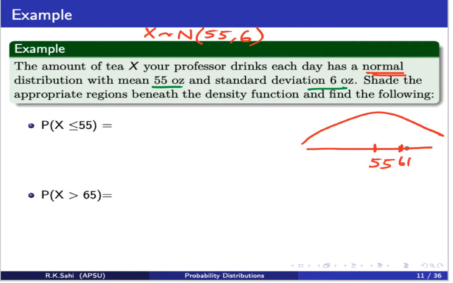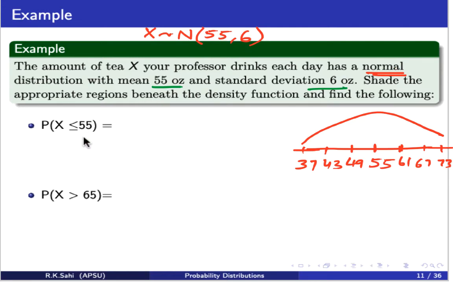Then you add another 6: 61 plus 6 is 67. Then another one: 67 plus 6 is 73. So fill up the numbers on the right-hand side, and also on the left-hand side. As you go back, 55 minus 6 is 49. 49 minus 6 is 43. And 43 minus 6 is 37. That's the first thing you should do once you read the problem and see the word normal. Those are two things you should do automatically.